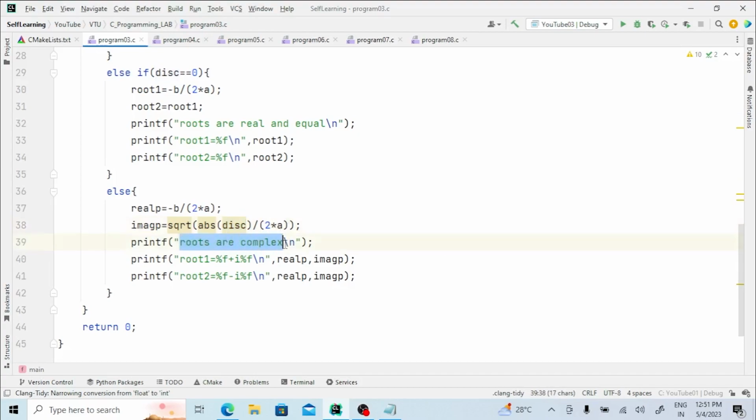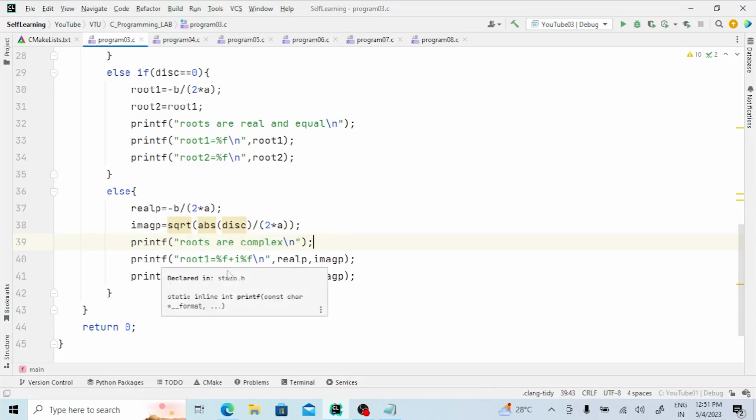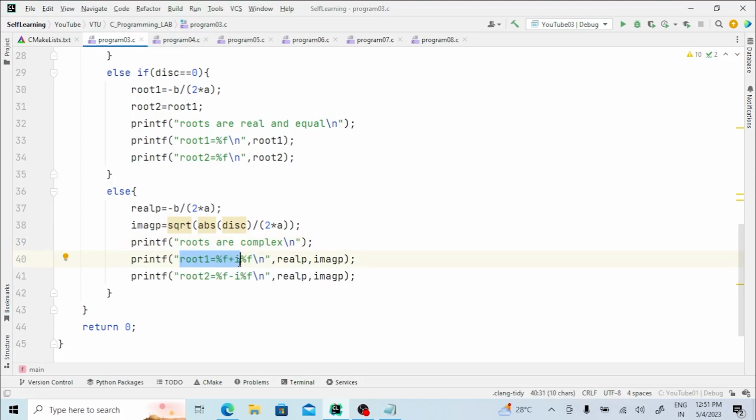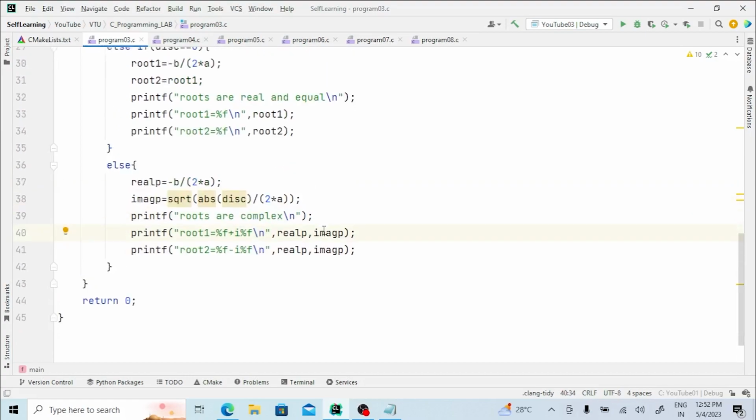Then we are going to give the instruction to the user that the roots are complex, and then we are going to display the result as root 1 is equal to %f plus i of %f, and then %f minus i of %f. So this is how we can find the roots of a quadratic equation.